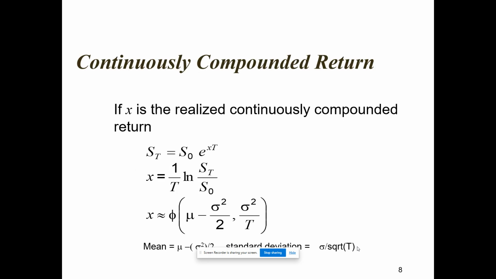Now, typically returns are computed using continuous compounding. So ST is given by S0 times e raised to the power of xt. So if you take the log of both sides of this equation, you get ST by S0 equal to e raised to the power of xt. Which gives you x equal to 1 by t times the log of ST by S0. So the mean, as we have seen in the earlier slide, is mu minus sigma squared by 2, and the standard deviation is sigma squared by t.